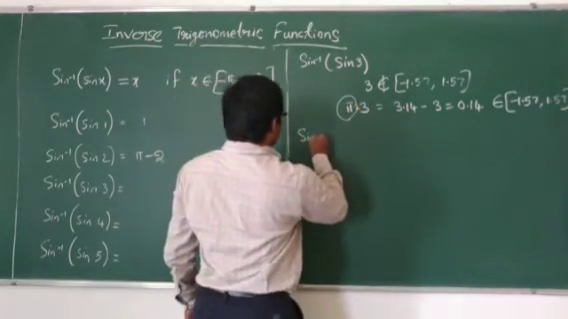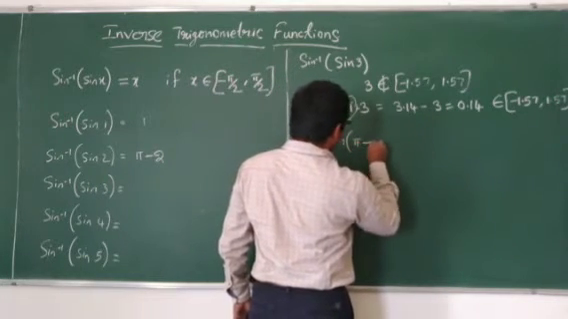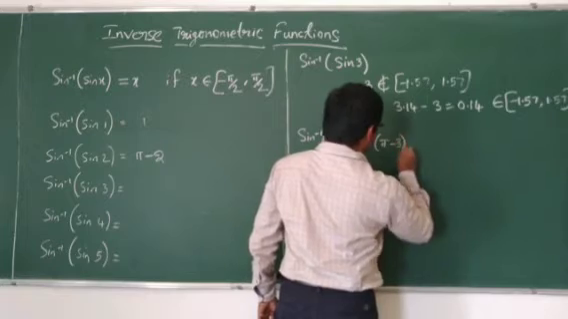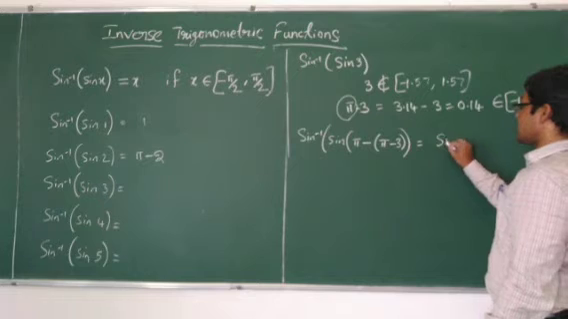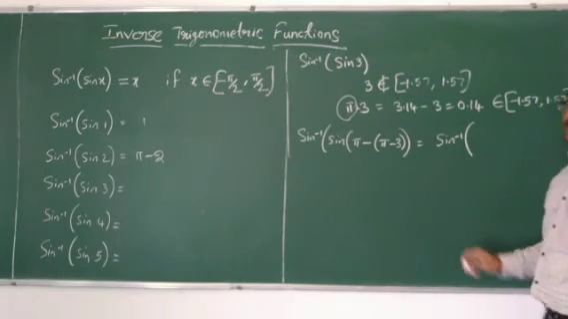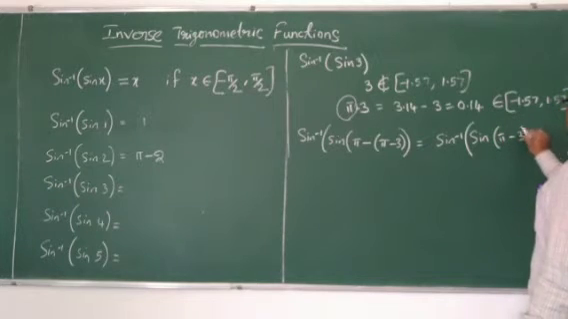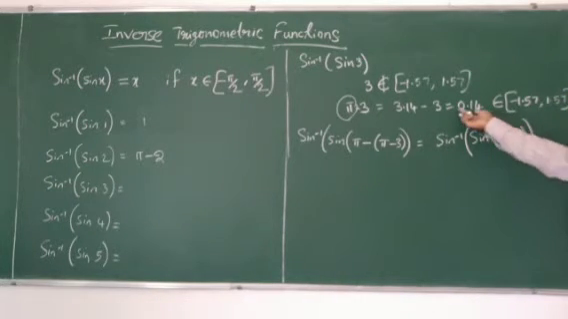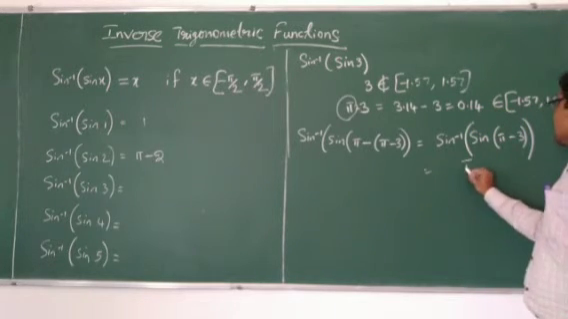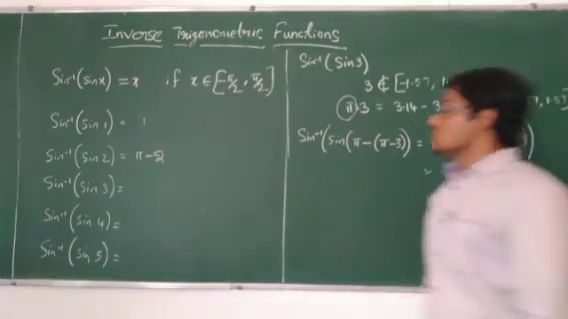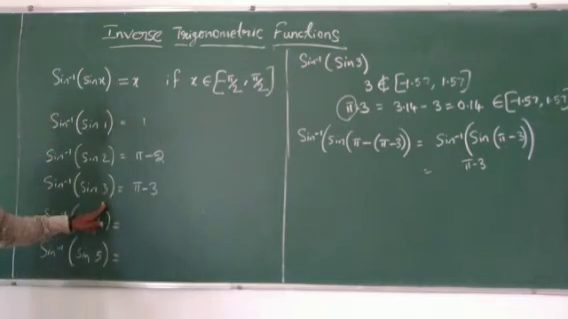So we take sine inverse of sine pi minus 3. This is equal to, again we have sine pi minus theta. Sine pi minus theta is sine theta. So sine inverse of sine, you get pi minus 3. Now pi minus 3, which is 0.14, is in this interval. We can write this as pi minus 3. So sine inverse of sine 3 is equal to pi minus 3.